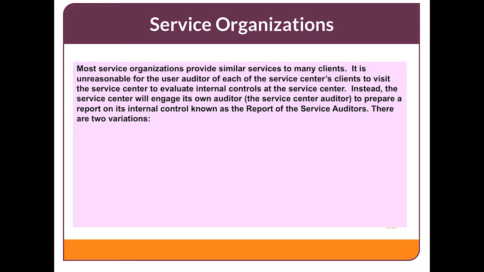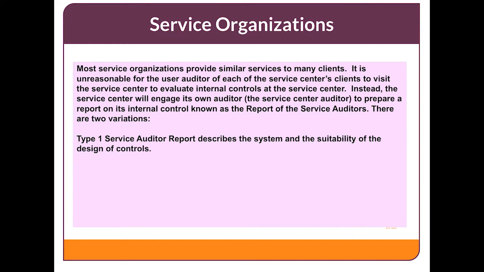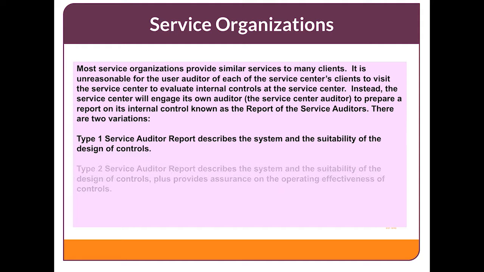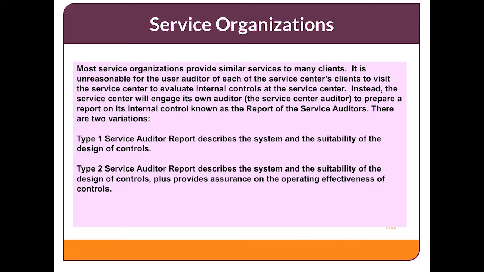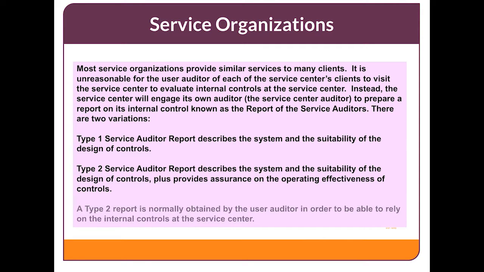There are two variations. A Type 1 Service Auditor report describes the system and the suitability of the design of the internal controls. A Type 2 Service Auditor report describes the system and the suitability and the design of the controls, plus provides assurance as to the operating effectiveness of the controls. A Type 2 report is normally obtained by the user auditor in order to be able to rely on the internal controls at the service center.